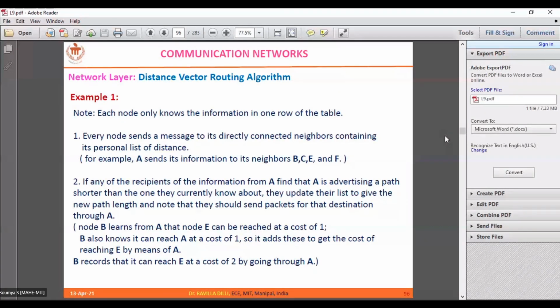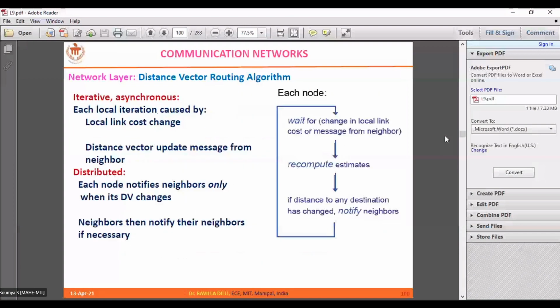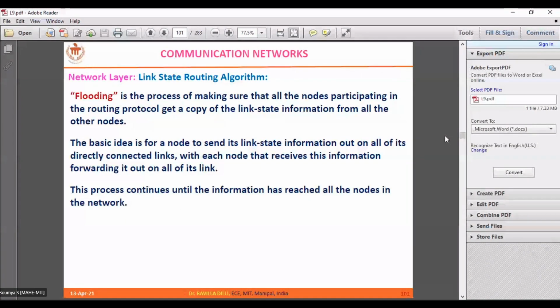Now there is another similar algorithm which is known as the link state routing algorithm. Link state routing is more about flooding; it makes use of flooding. The basic idea here is for a node to send its link state information on all its directly connected links.